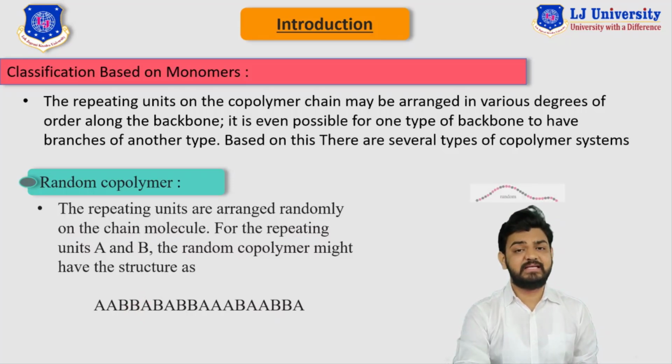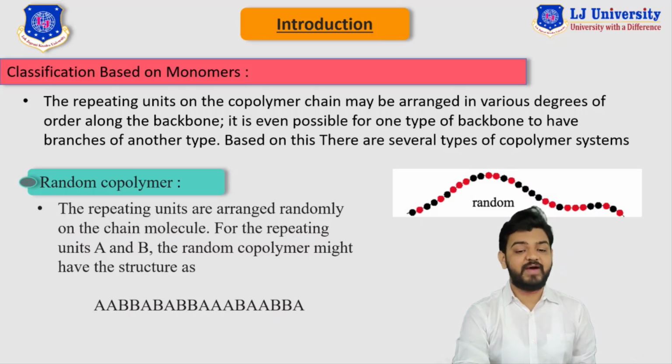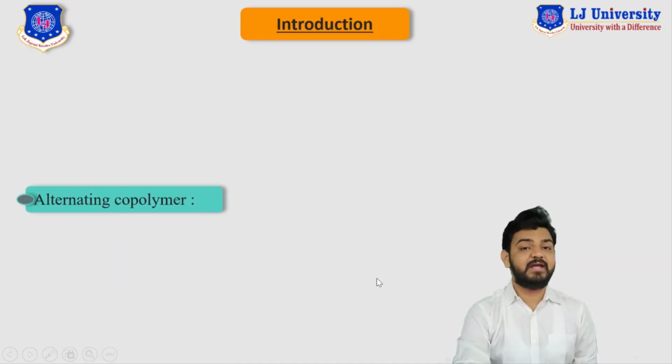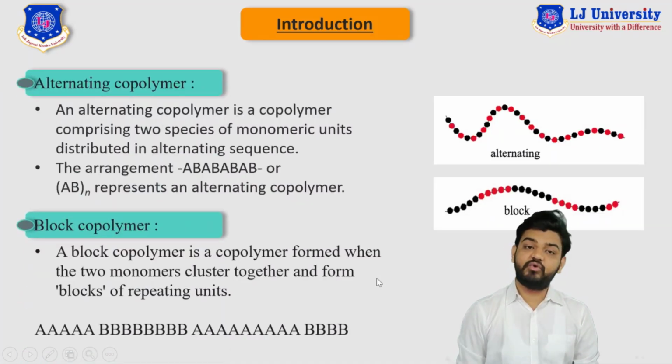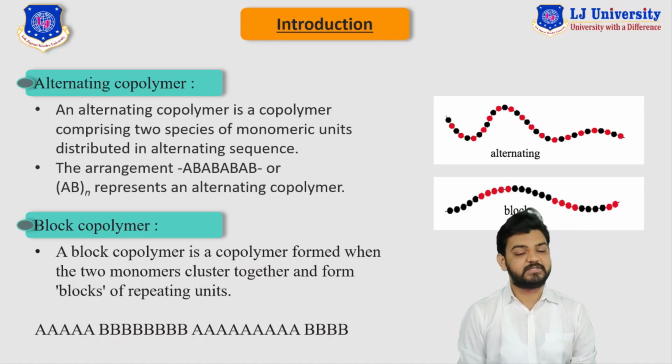You can see this in this image as well, where the red marble is one monomer and the black marble is another monomer. You can see that they are arranged in a completely random manner. So we can say that this is the random copolymer. Now having said that, let me introduce the alternating polymers and block polymers.